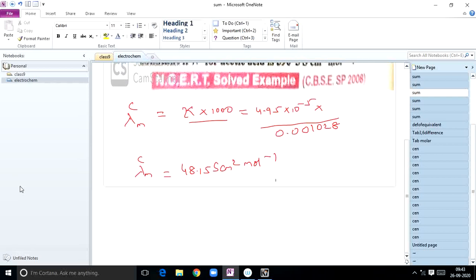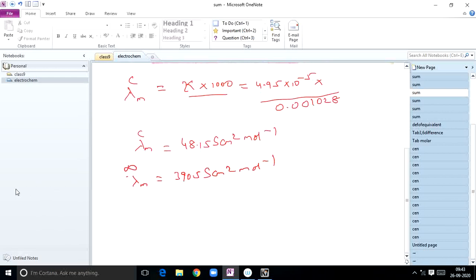Then after that, lambda m infinity. If you take lambda m infinity value, how much is it given? 390.5. What is lambda infinity? Molar conductivity at infinite dilution, 390.5 Siemens centimeter square mole inverse. So already I think you understood what we have to do now. He is asking degree of dissociation.